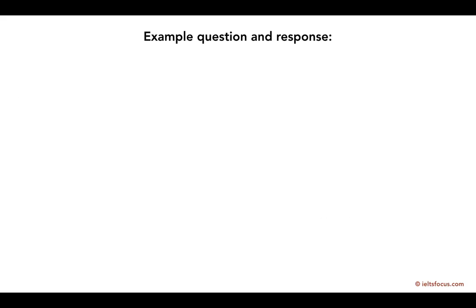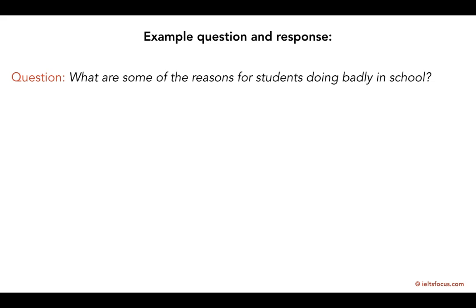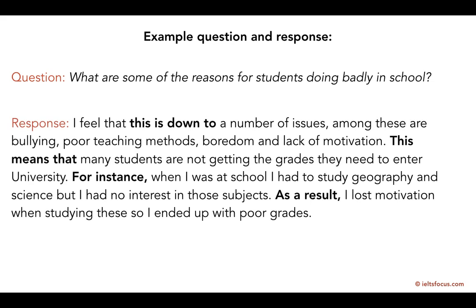Let's take a look at an example. What are some of the reasons for students doing badly in school? I feel that this is down to a number of issues. Among these are bullying, poor teaching methods, boredom and lack of motivation. This means that many students are not getting the grades they need to enter university. For instance, when I was in school, I had to study geography and science, but I had no interest in those subjects. As a result, I lost motivation when studying these, so I ended up with poor grades.